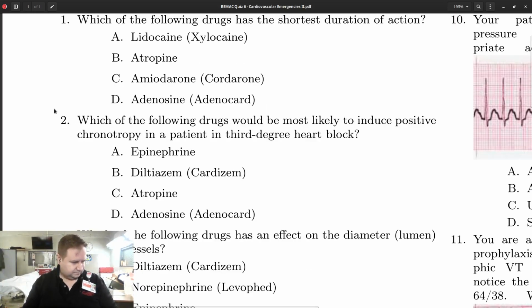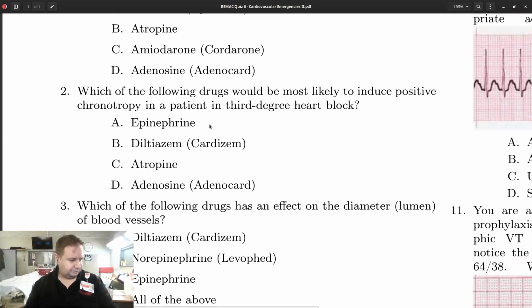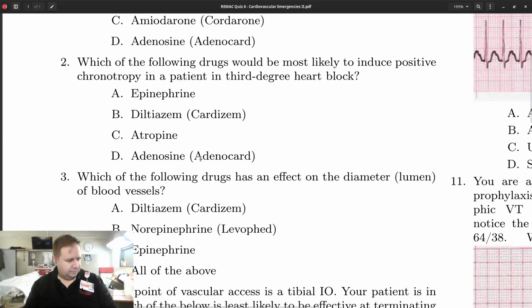Okay. So question number 2 asks, which drug would be most likely to induce positive chronotropy in a patient in third-degree heart block? So remember, positive chronotropy means we're going to increase the heart rate, right? So the drugs that we generally use to increase the heart rate, we have epinephrine, we have dopamine, we have atropine.